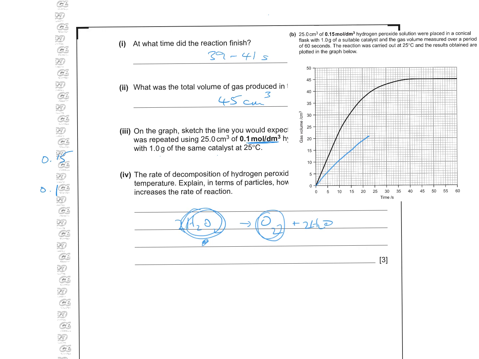Now, the original was 0.15 moles per cubic decimetre, and that produced 45 cubic centimetres. Now we want to get to 0.1 moles per cubic decimetre. So what you can do is divide by 0.15 and then multiply it by 0.1. So you do the same thing here. So it's going to be 45 divided by 0.15 times 0.1. And that gives an answer of 30 cubic centimetres. That's where it has to level off. So then it continues up and then along.